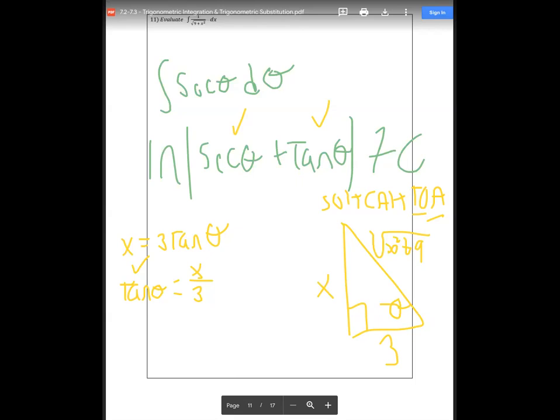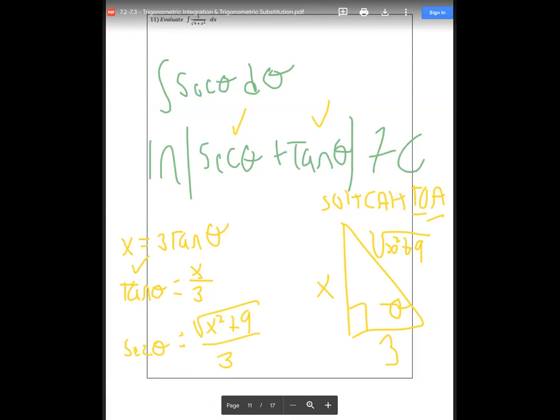There are 2 ways you can do it. The way I do it is I just know that secant is the reciprocal of cosine. Cosine is adjacent over hypotenuse, so secant of theta would just be hypotenuse over adjacent, because it's the reciprocal. Remember, the reciprocal is just the flip. So secant of theta is equal to radical x squared plus 9 over 3. And that's how we solve it.